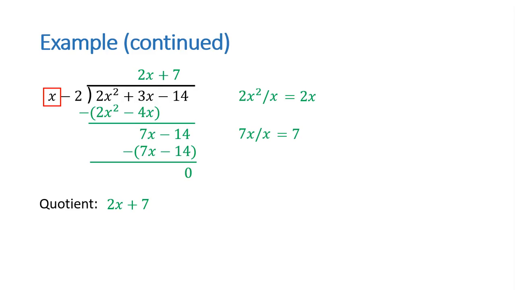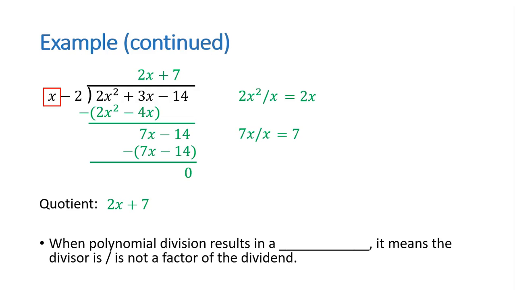So we have a special case here. Our divisor divided in evenly. We didn't have that happen before, but this time we did. The divisor divides in evenly. So when polynomial division results in a remainder of 0, it means that the divisor is a factor of the dividend. Remember, as we said before, factoring is just another way of saying division. It's a special way of saying division.